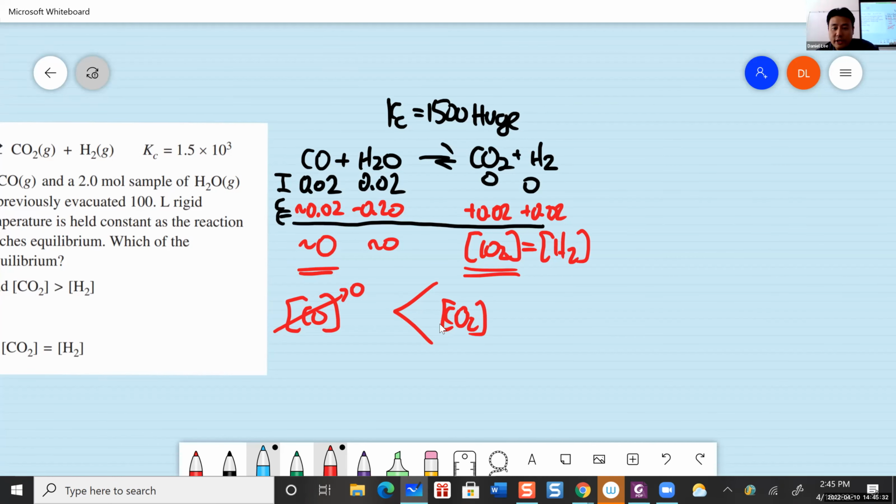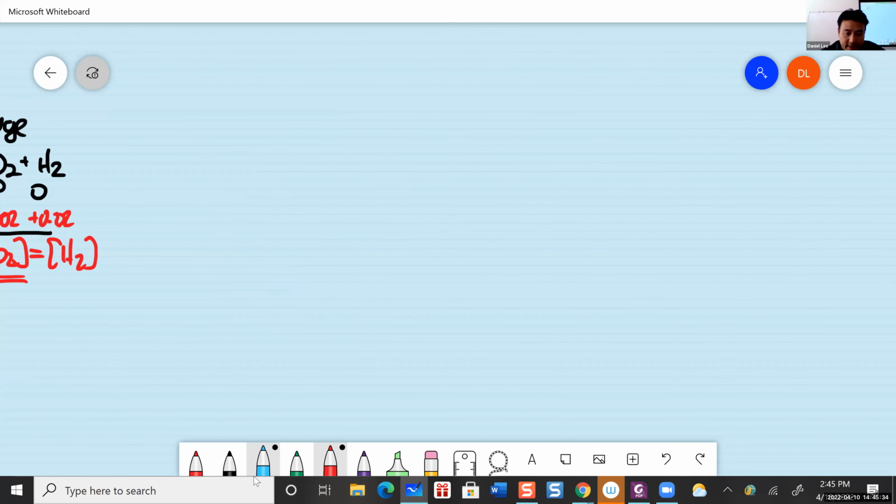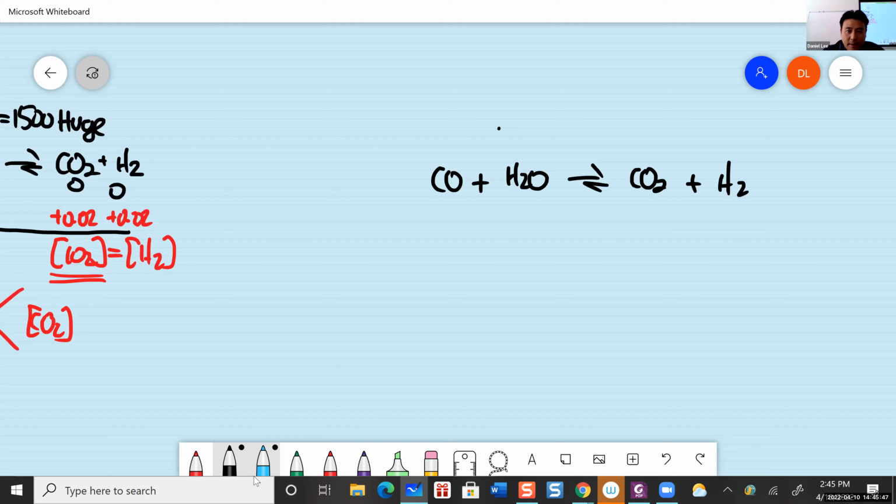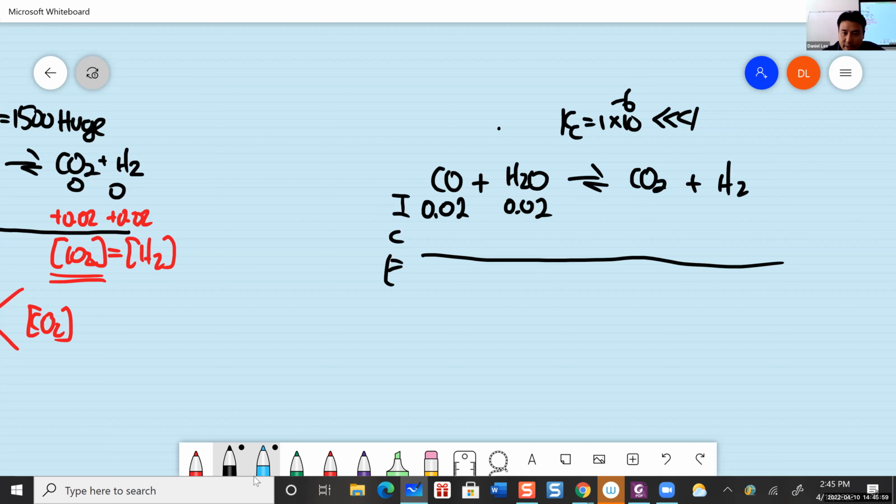So I'm going to change the question now, and the only thing I'm changing is the equilibrium constant. So CO plus water, and you get CO2 and hydrogen. Now I'm going to say the equilibrium constant is tiny, let's say 10 to the negative 6. So it's less than 1. You still plug in the ICE box, 0.02, because that's what you're told, and this is 0 and 0.